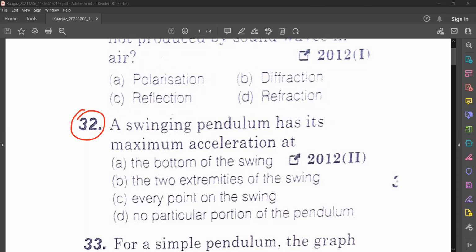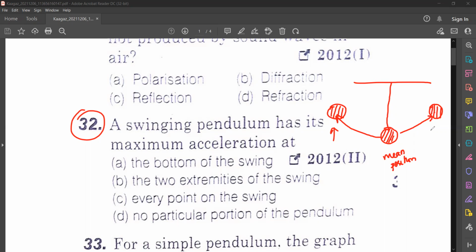What is the answer? A swinging pendulum has a string and a bob like this. This position is called the mean position, isn't it? Then what is this position? That is the extremes, two extremes, isn't it? It will reach here, it will again come back, it will go to the other extreme position too. So there are two extreme positions, and there is a mean position.